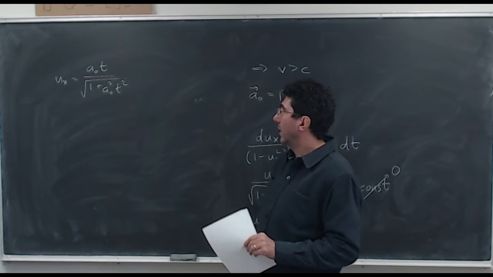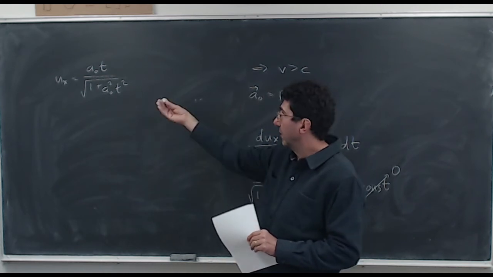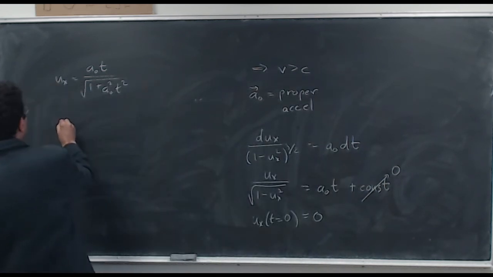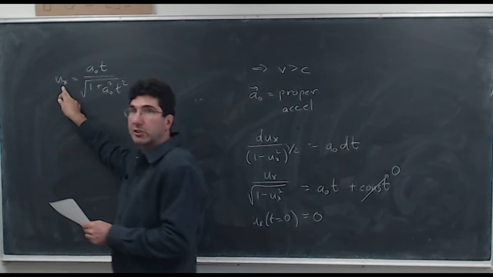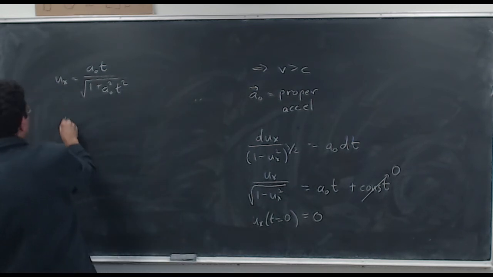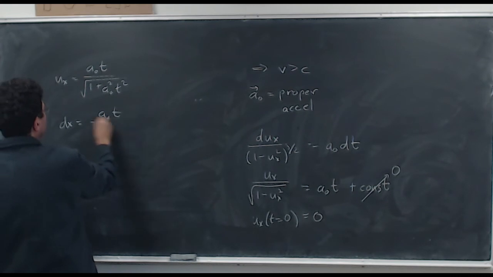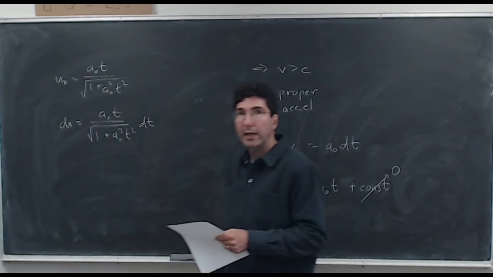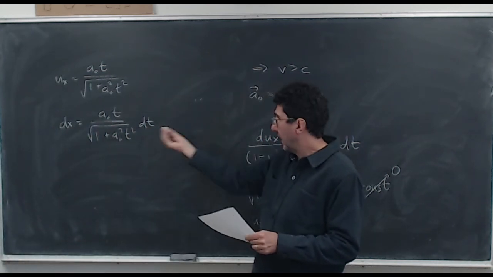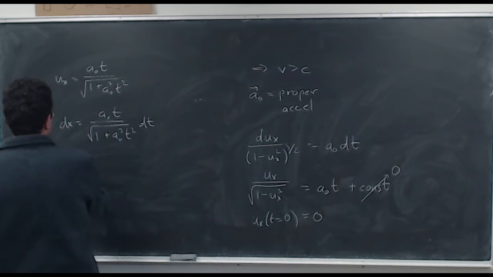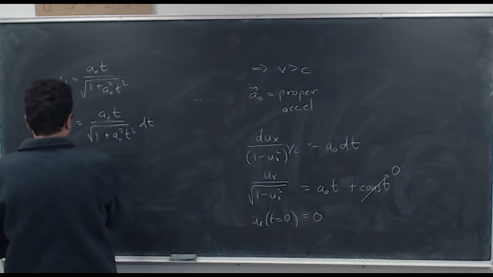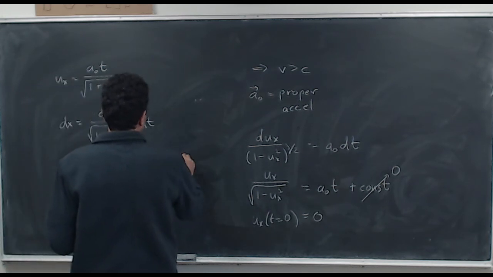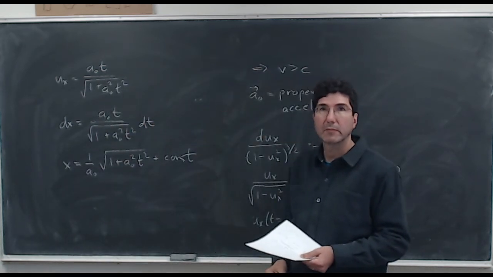All right. Now we want to go from the velocity. We've determined the velocity as a function of time. Now we want to determine the position as a function of time. So we do this by writing u_x is just dx/dt, and so dx is equal to a0 t over the square root of 1 plus a0 squared t squared, dt. And now we can integrate both sides of that equation, and we just get x is equal to 1 over a0 times the square root of 1 plus a0 squared t squared plus, again, a constant of integration.